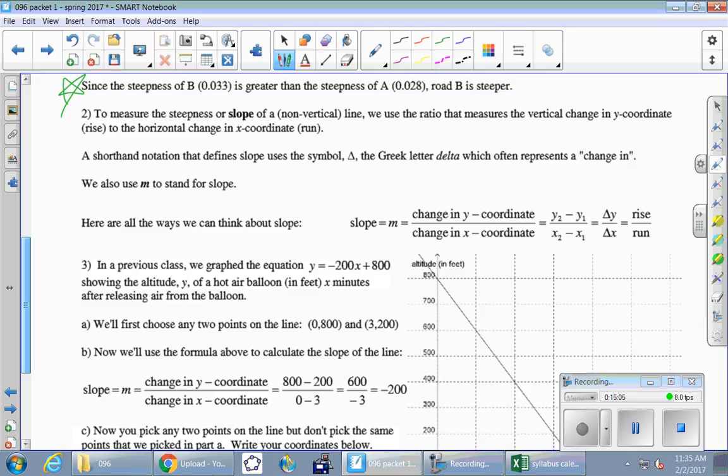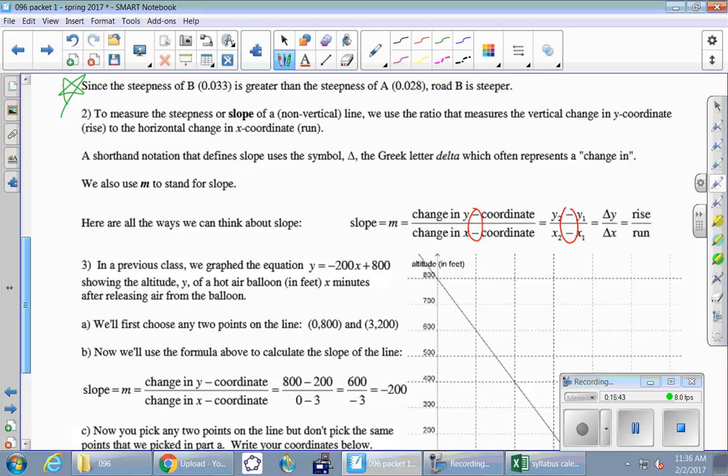All right, shorthand notation that defines slope uses this symbol, which is the capital Greek delta. Just like we have a capital D, this is the Greek alphabet's capital D, and it often in math and science represents a change. And we use the letter M to stand for slope. So there are a lot of different ways to think about slope. Here are a bunch of them. Slope equals M, that's just a choice. It is the change in the y-coordinate over the change in the x-coordinate. Kind of regret putting the hyphens there. I don't want you to think subtraction. Those are just hyphens: y-coordinate, x-coordinate.